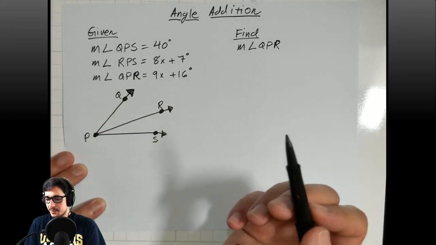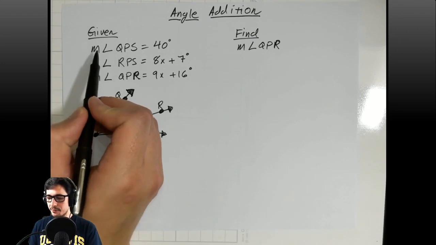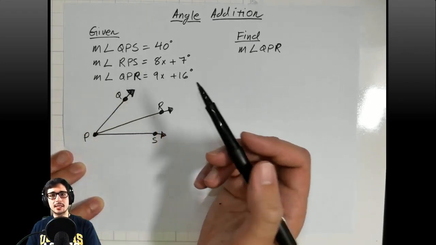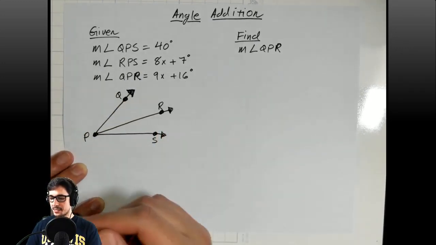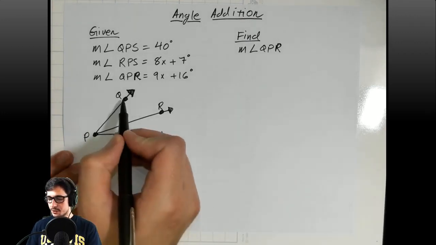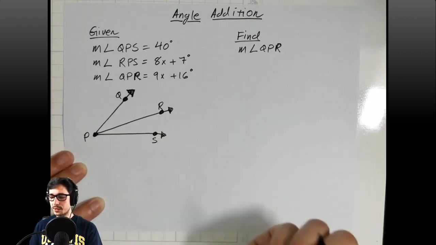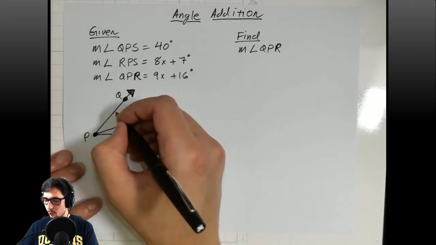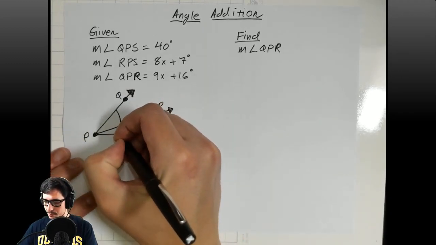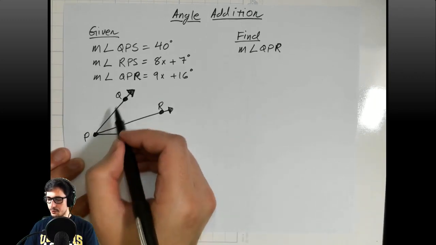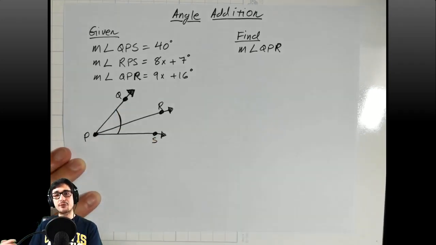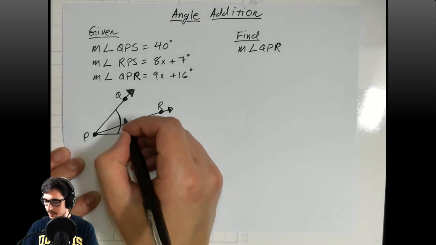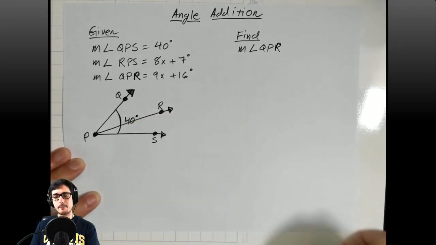Let's take a look at some of the givens. So the first given is that the measure of angle QPS equals 40 degrees. So what that means is, well, let's take a look. Here's QPS. What our first given is telling us is that this full angle right here, this angle QPS, is 40 degrees. So I'm going to say this is 40 degrees.